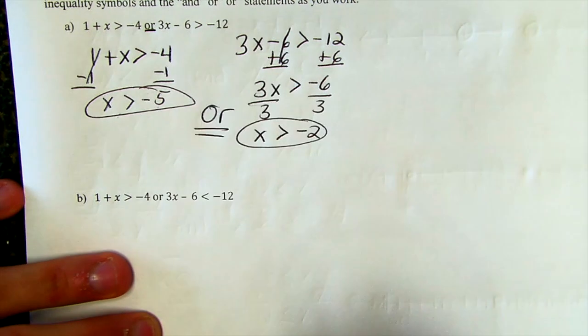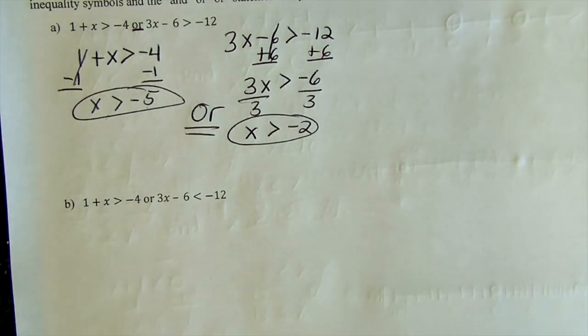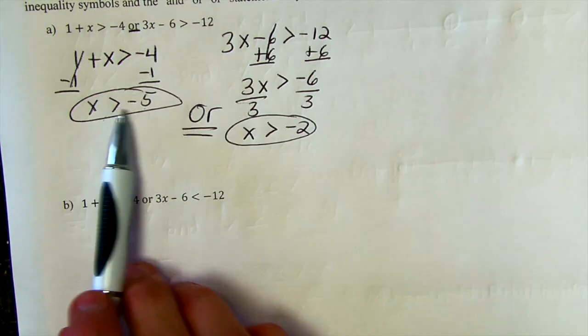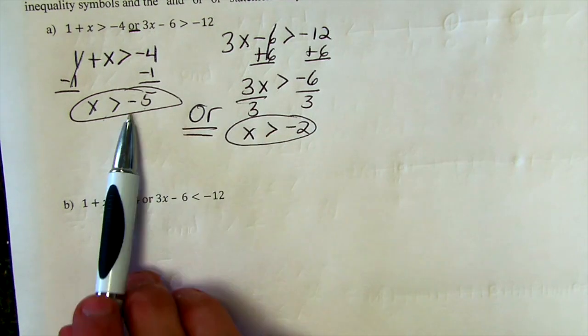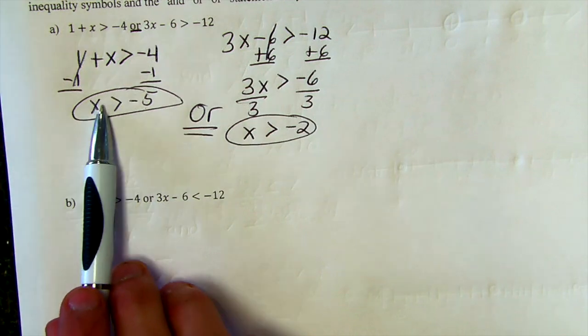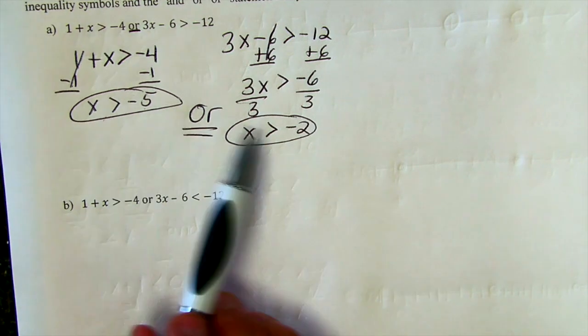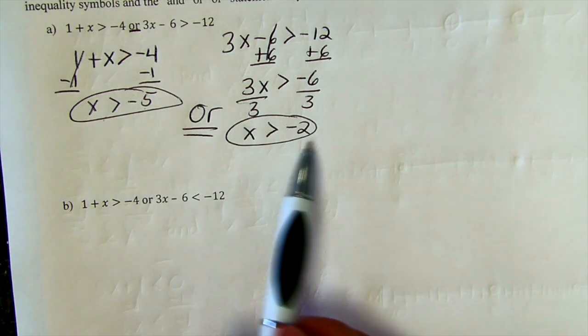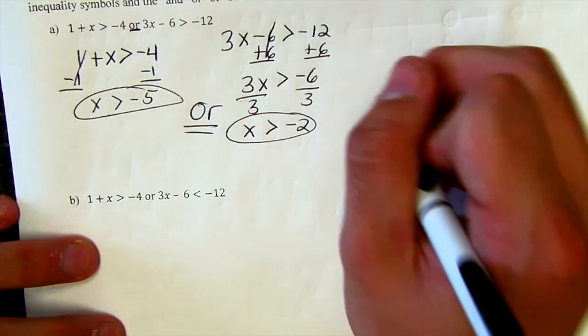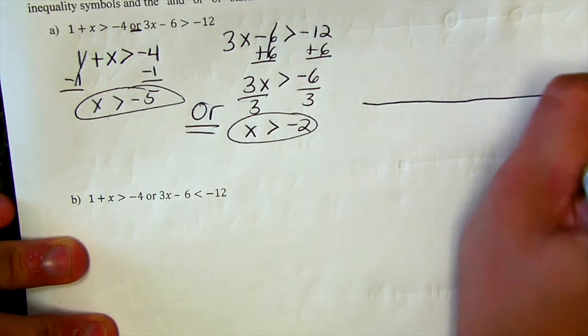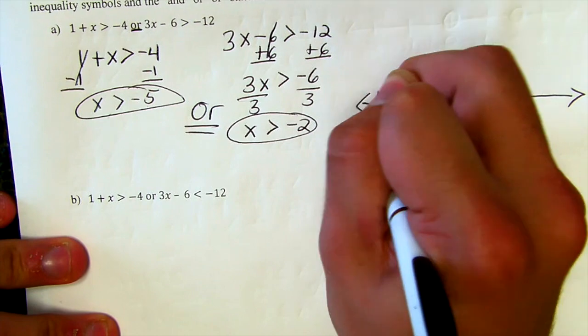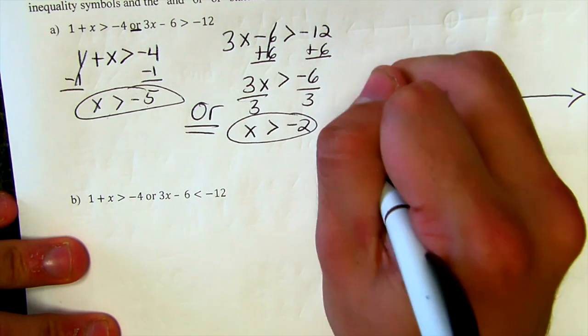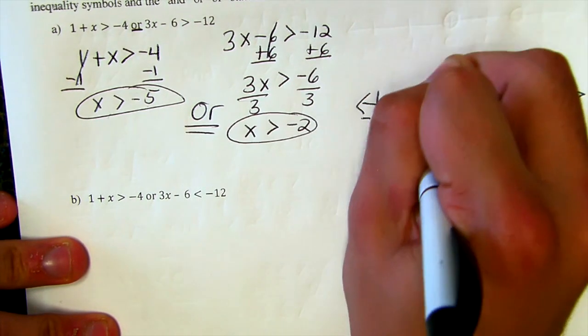But right now we have x is greater than negative 5 or x is greater than negative 2. So if we look at this, we know that with or, either one of these could be true. So if we look at this, x has to be greater than negative 5 or x has to be greater than negative 2. So let's look at this on a number line.